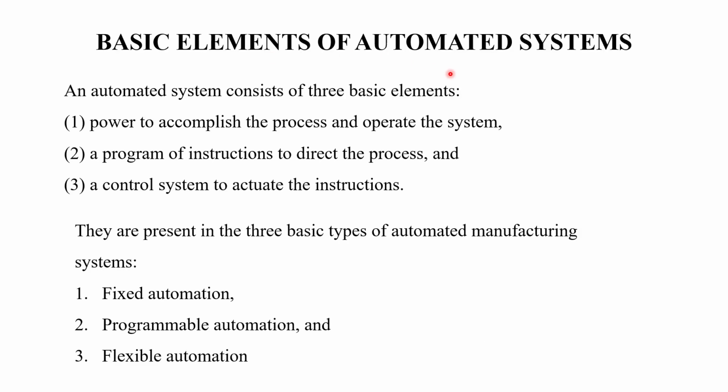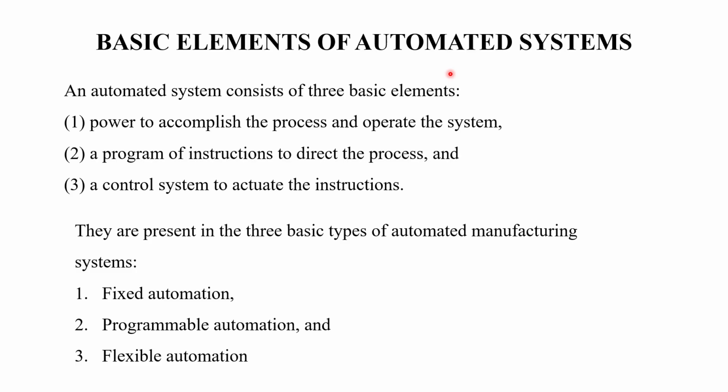Next are the elements of an automated system. In the previous slide we discussed what automation is: the process is accomplished without human intervention, and this can be done by means of a program combined with a control system. For this, power is very important.